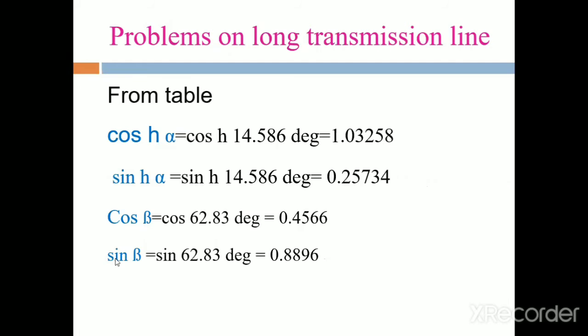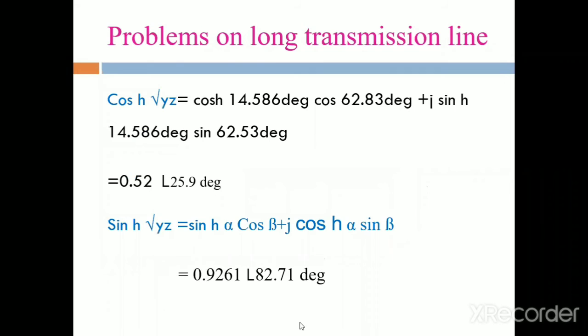After that, we calculate the sine beta, that is equal to the sine of 62.83 degrees, that is equal to 0.8896. Okay, next we calculate the cosh root yz. After that, we calculate the sinh root yz.